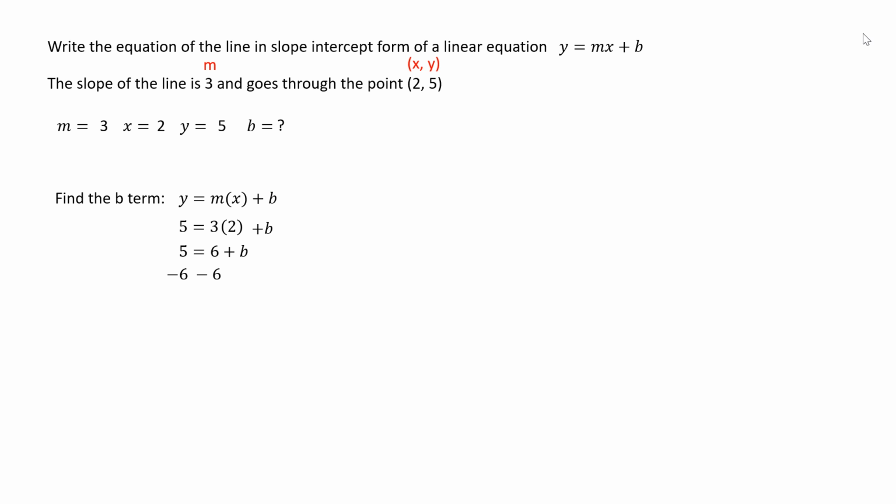Right, 2 times 3 is 6. Subtract 6 from both sides, and b equals -1. Okay. So now I found the y-intercept. So now I can actually write my equation. So this is going to be my final answer over here.